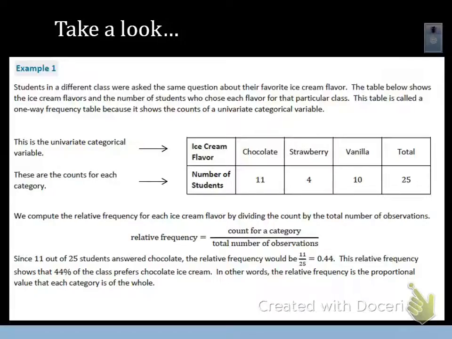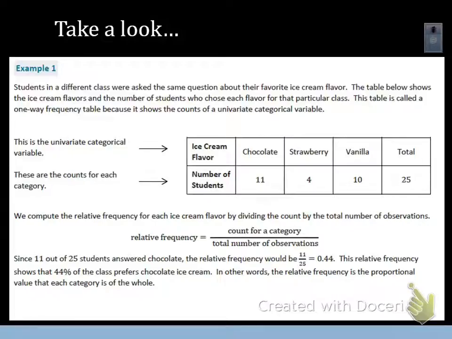All right, so the next part of the packet shows you an example here, okay? It says that students in a different class were asked the same question about their favorite ice cream flavor. The table below shows the ice cream flavors and the number of students who chose each flavor for that particular class. The table is called a one-way frequency table because it shows the counts of a univariate categorical variable. This is the univariate categorical variable, so it's only asking about ice cream, and these are the counts for each category. So it shows you 11 students preferred chocolate, 4 preferred strawberry, 10 preferred vanilla, and there were 25 students total.